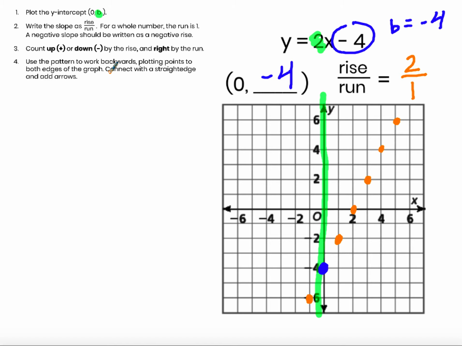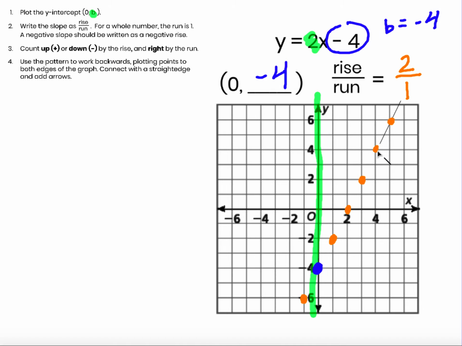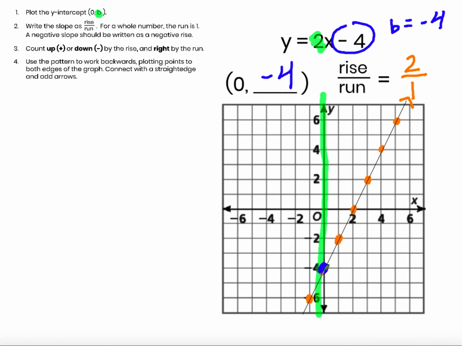The expectation is that we will connect these with a straight edge. Oh, that's a pretty good straight edge. And then I also need to make sure that I include arrows. So a straight edge doesn't have to be a ruler, just some sort of object that allows you to draw a straight line, and then including arrows, because this equation represents an infinite pairing of x and y, goes forever to the right, forever to positive infinity, forever to negative infinity. That is my first example.